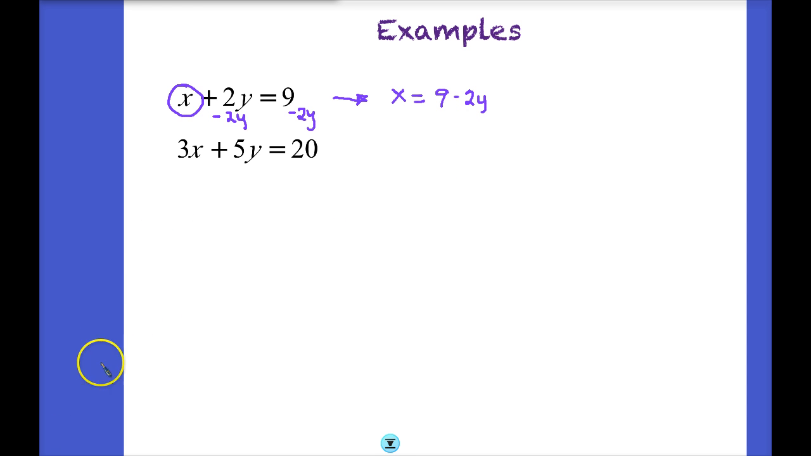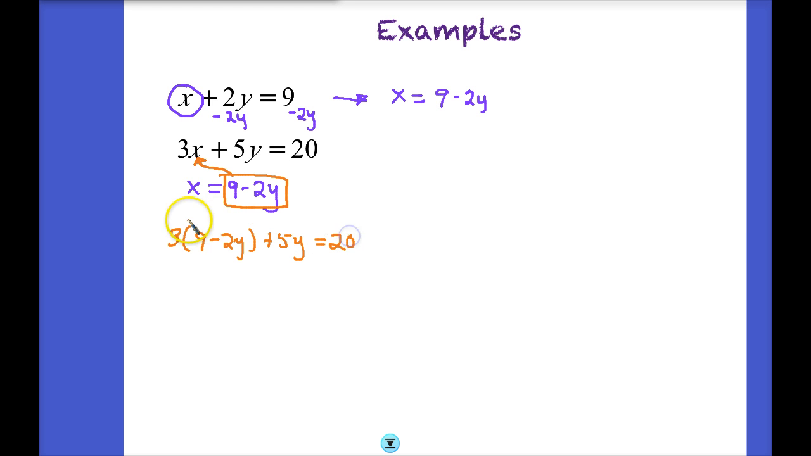Okay, so let's go ahead and rewrite that equation down here so we can see where we need to plug things in. So x is equal to 9 minus 2y. Well, now I know what x is, so if I put a box around what x is, I'm going to replace x in this equation with that box. So solving, I would get 3, replace the x with 9 minus 2y, plus 5y equals 20, and then I'm going to remember to distribute the 3 into the parentheses.